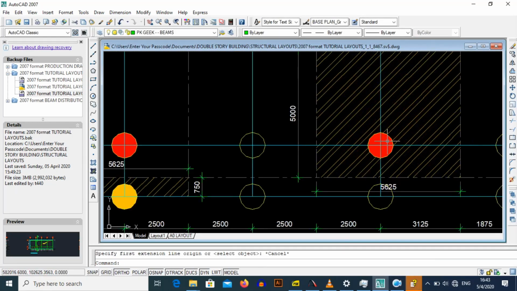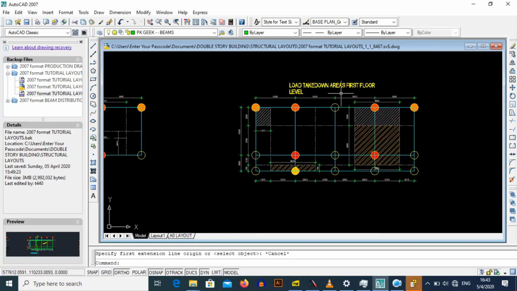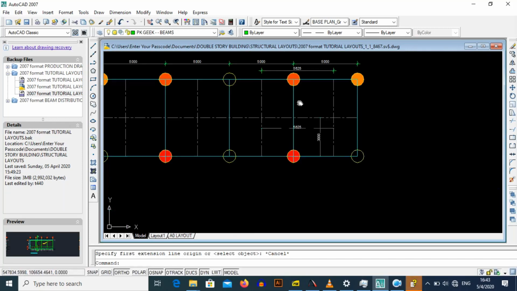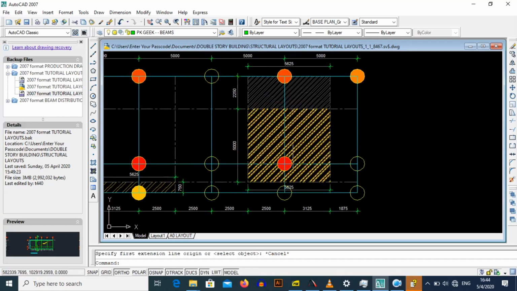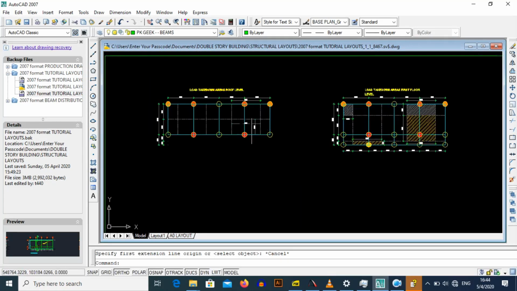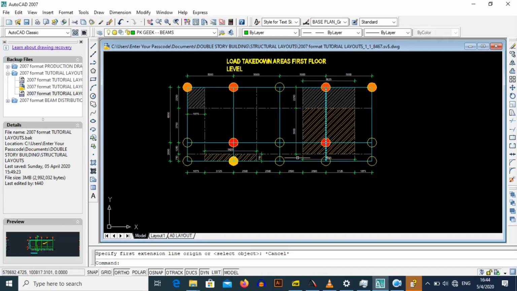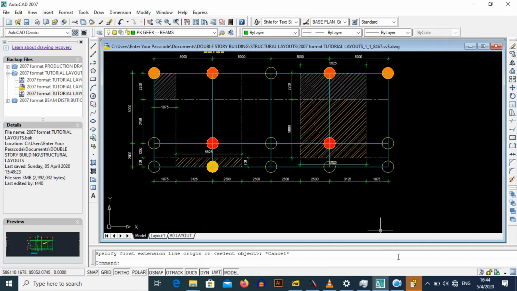So the column which is in red, as you can see, and this is its tributary area at the first floor level, and its tributary area at the roof level is as shown. So the columns in red. Essentially these are middle columns when you look at them at the first floor level. At the roof level, they're external columns, but we're just going to do it as a middle column when we look at it from the first floor level.